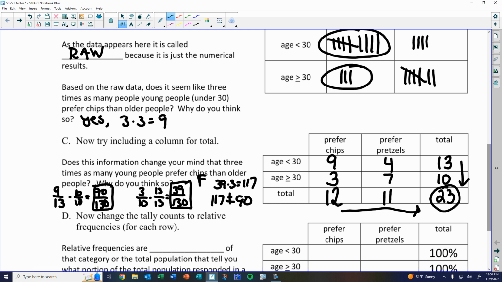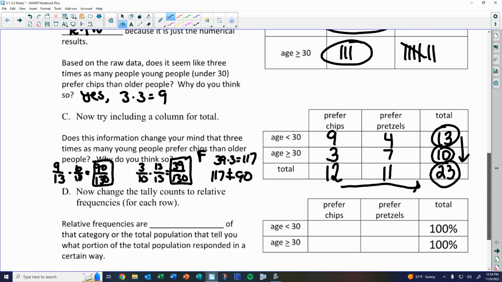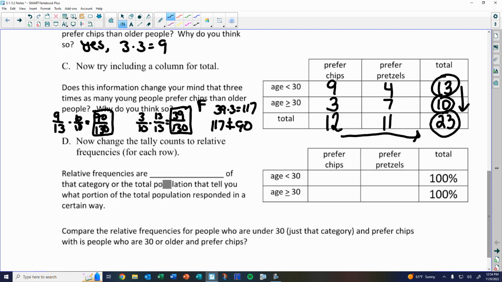So by adding the totals, we kind of compared apples to apples. Because if you notice, there's not the same amount of older people surveyed as younger. If they were 13 and 13, it'd be a little different. It'd be a lot easier when the data's even. When the data's not even, we have to compare. Now we're going to go one step further. Relative frequencies. These are percentages.